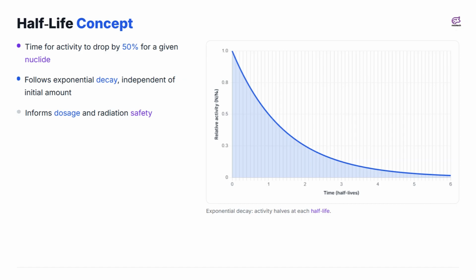A graph plots relative activity against time and half-lives. It starts at 1, drops to 0.8 after one half-life, then to 0.5, then 0.3, and so on, visually showing how the activity halves at each successive half-life.